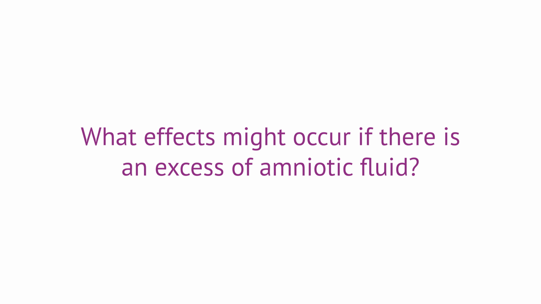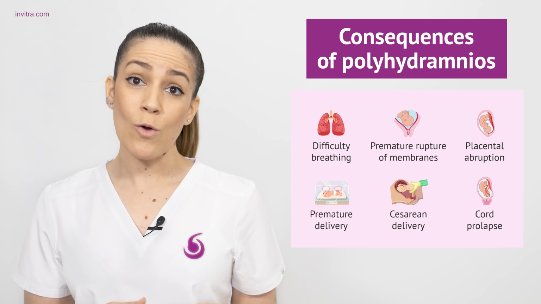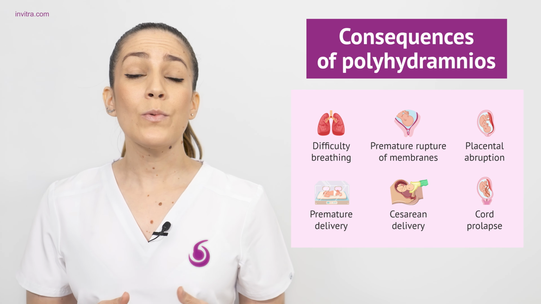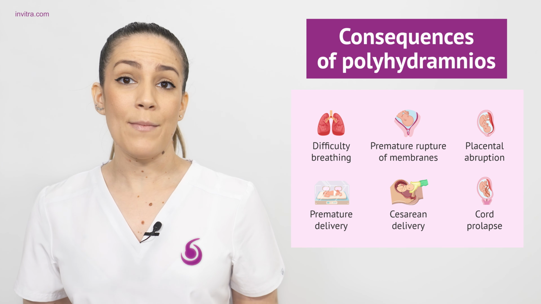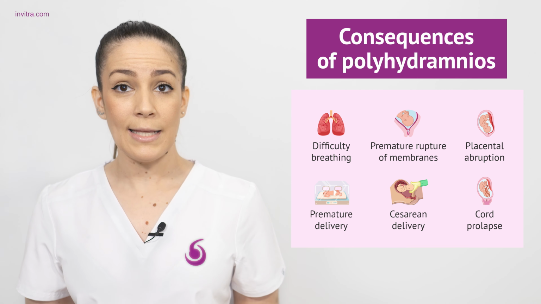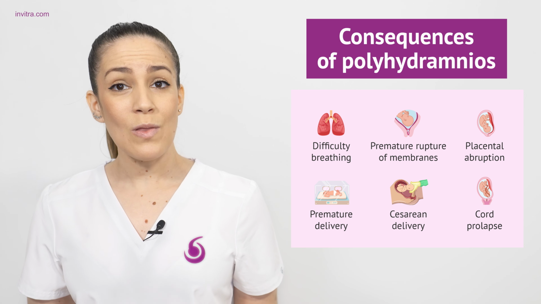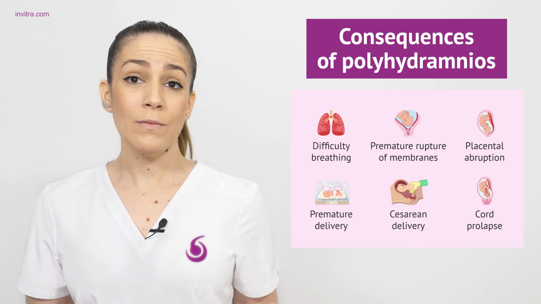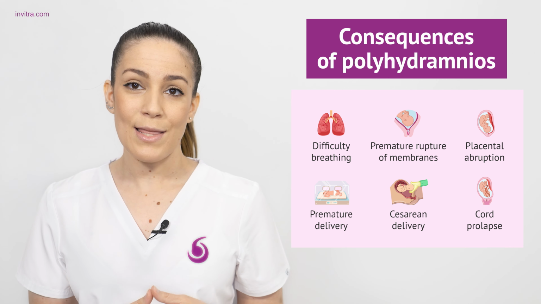What effects might occur if there is an excess of amniotic fluid? When there is an excess of amniotic fluid present during pregnancy, a condition known as polyhydramnios, certain complications may arise, such as respiratory problems in the mother, premature rupture of the membranes, placental abruption, premature birth, cesarean delivery, and umbilical cord prolapse. For this reason, in the case of a diagnosis of polyhydramnios, the specialist will conduct a thorough examination of the pregnancy.